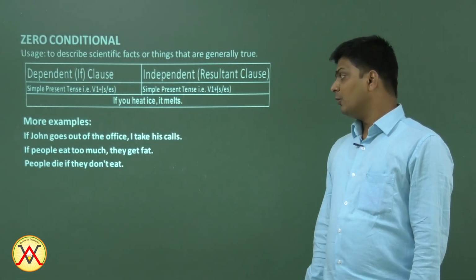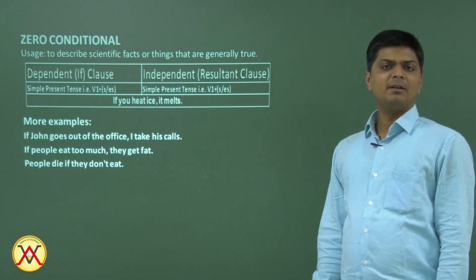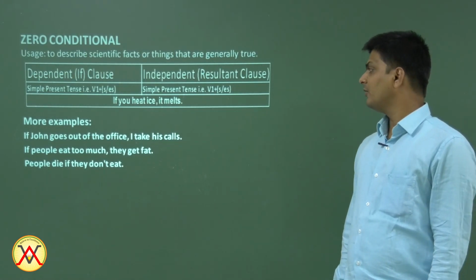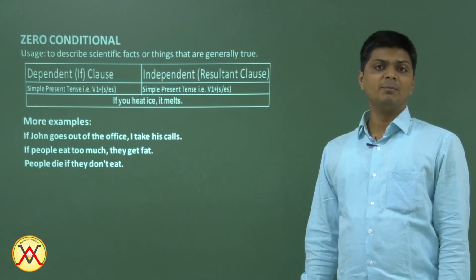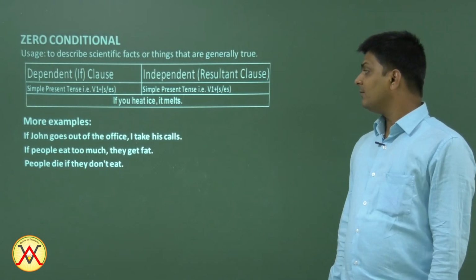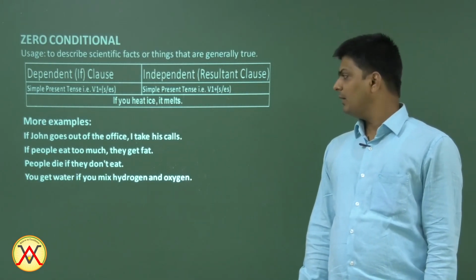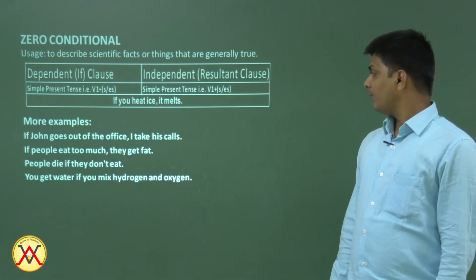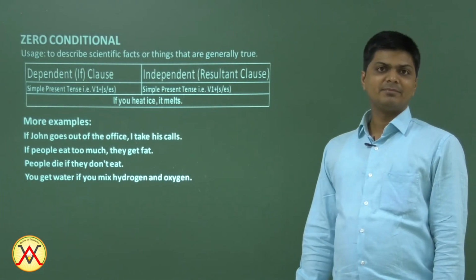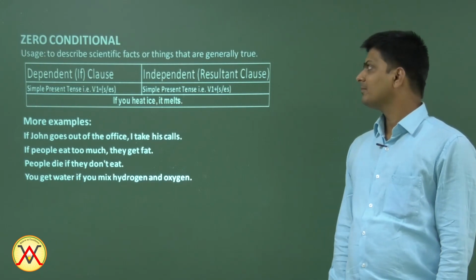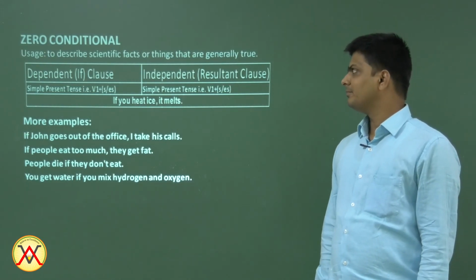Then people die if they don't eat. People die, die is simple present tense, don't is the negative of first form, negative of simple present tense. So people die if they don't eat. Another example would be, you get water if you mix hydrogen and oxygen. It's a scientific fact. So this is zero conditional.